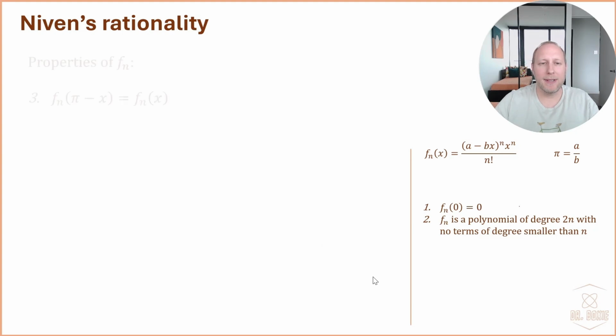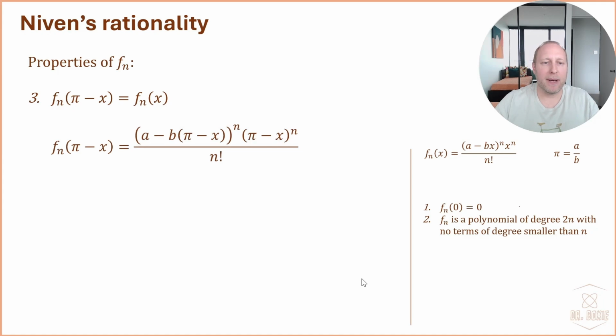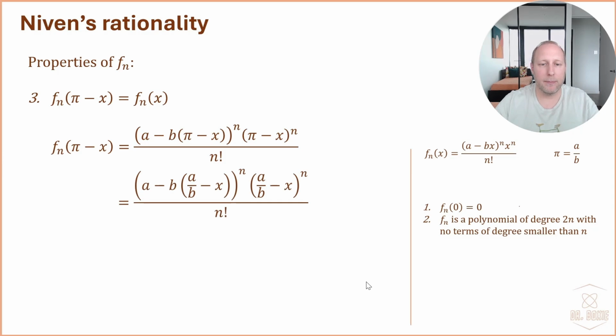The third property is that fn of pi minus x is equal to fn of x. How can we see that? Well, if we want to calculate fn of pi minus x, all we need to do is to take the definition of fn of x, and everywhere where we have an x, we just replace it by pi minus x, which is what I did in this statement here. Every x has been replaced by pi minus x. Now, we also know what pi is. Pi is a over b, and so I replace the pi's by a over b.